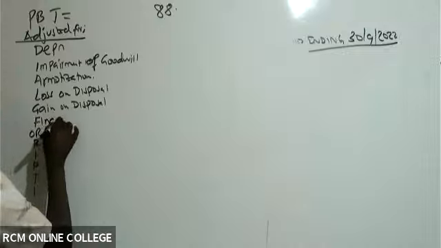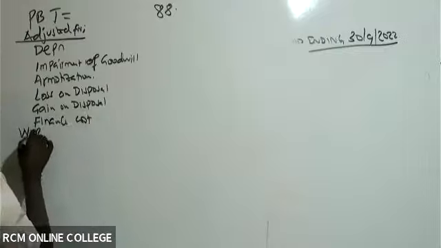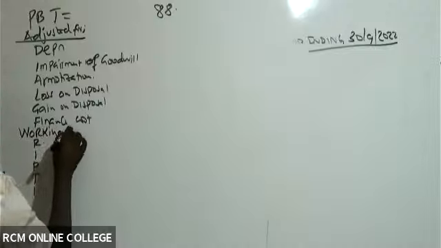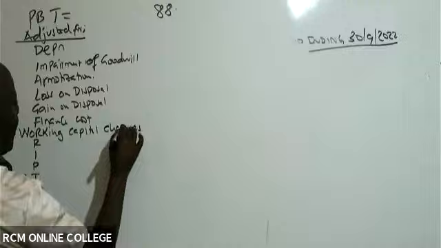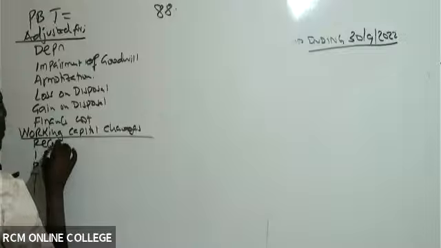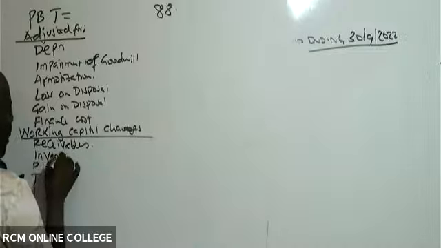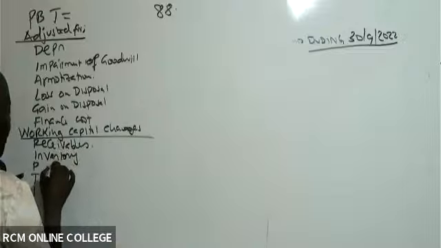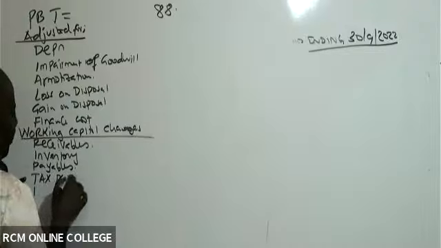So we have here finance cost. We have here working capital changes. You underline this. Then we have receivables, then inventory, then payables. Then we have tax paid, and then interest paid.